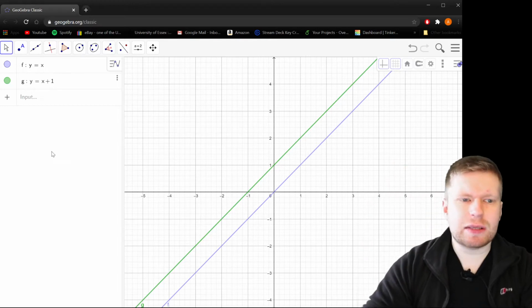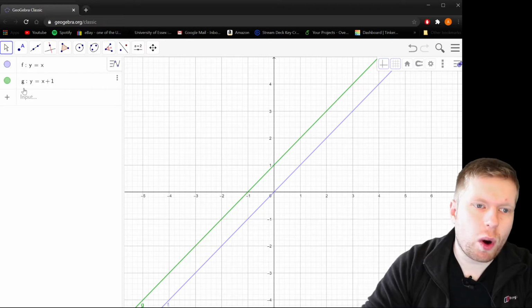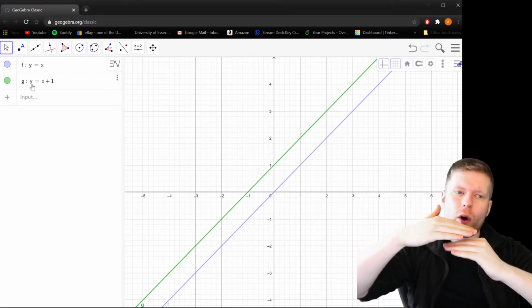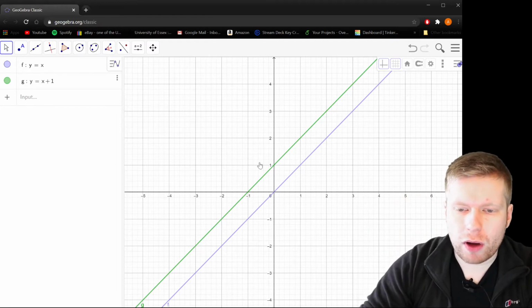That makes sense, because if you think about it, all we're doing is taking the x value and adding 1 to it to get the y value. And remember, the y value corresponds to the height of the point, so therefore, if we're just adding 1 to whatever the x value was, we're simply moving the graph up by 1.